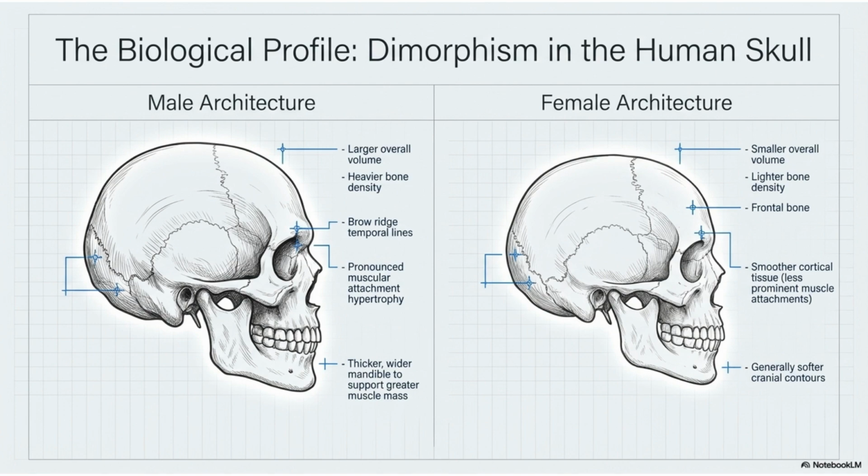Biological profiling often begins with dimorphism in the human skull. Male architecture generally shows larger overall volume, heavier bone density, and more pronounced muscle attachments. Female architecture is typically characterized by smaller volume and smoother cranial contours.